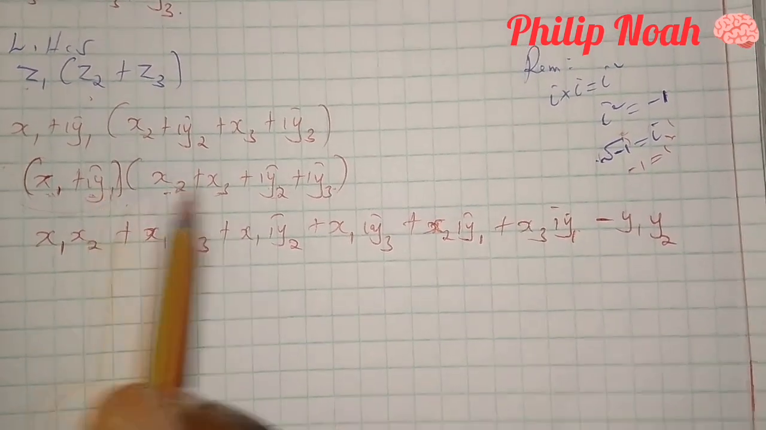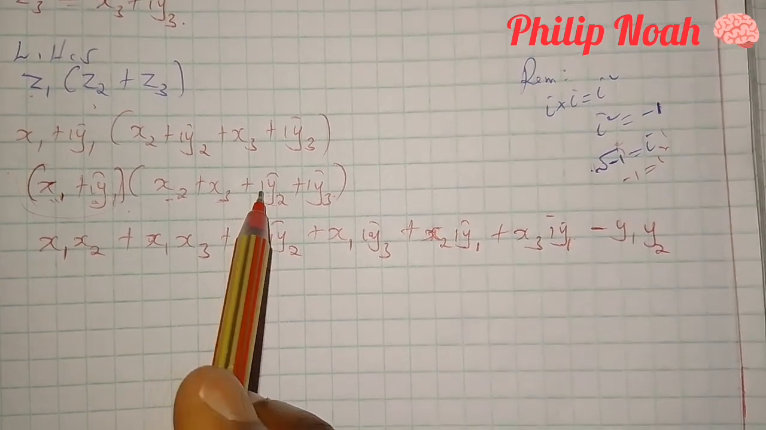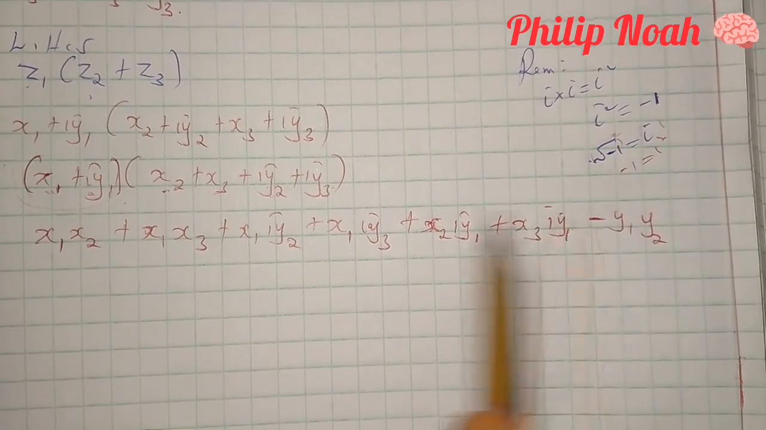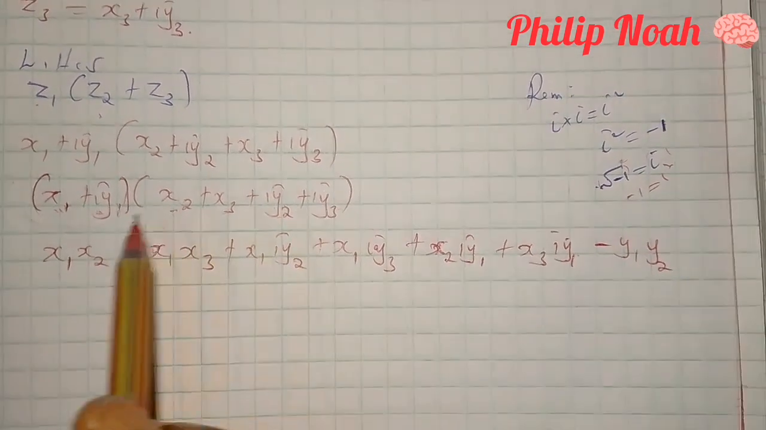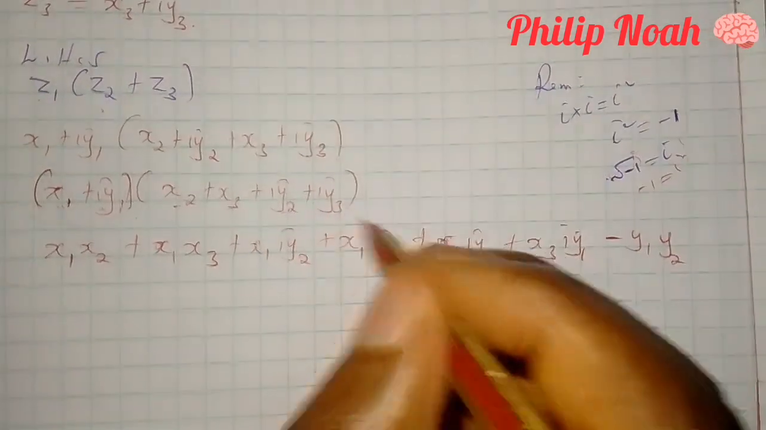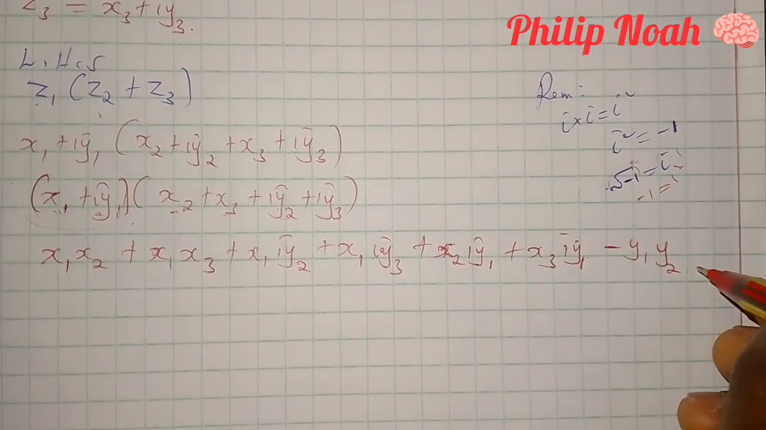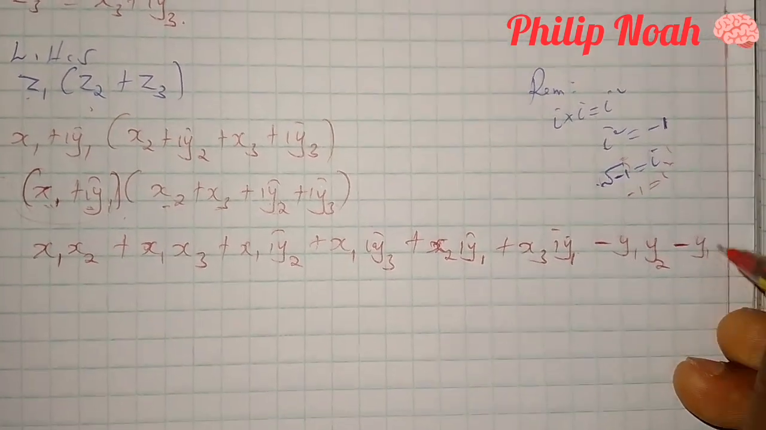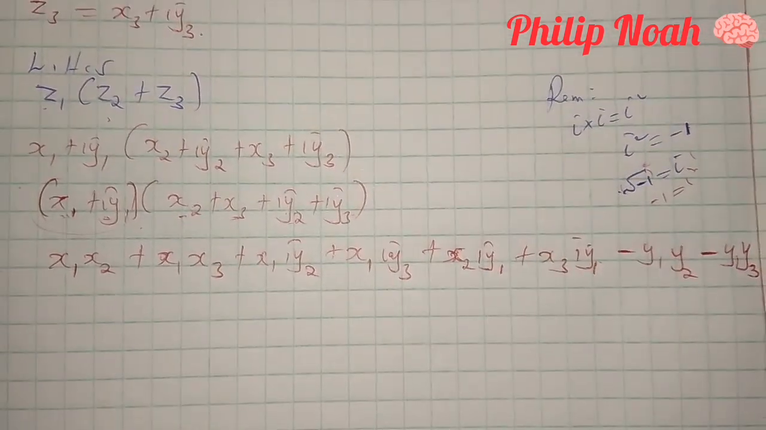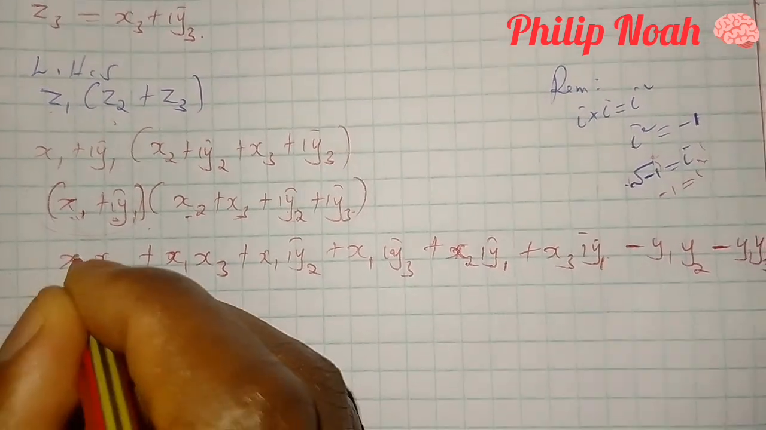Then y1 times y2, we get this one. Are we there? This was positive, positive, it's a positive, times i squared, that is equal to negative 1. It becomes a negative. The same case for this one, because it's having an i, it's an imaginary number. So we take this, we multiply by this, we get negative y1 y3.